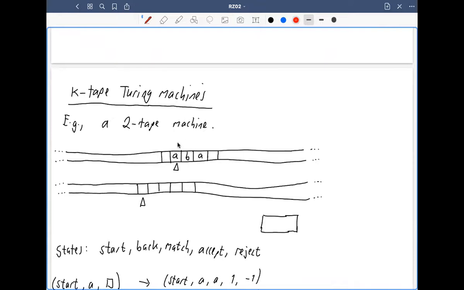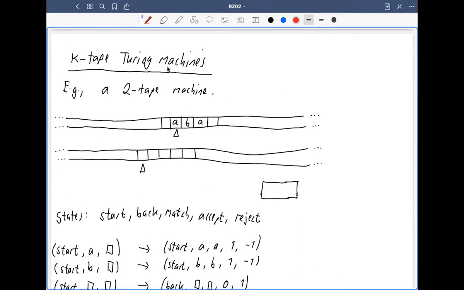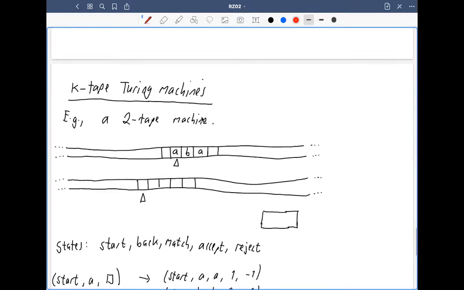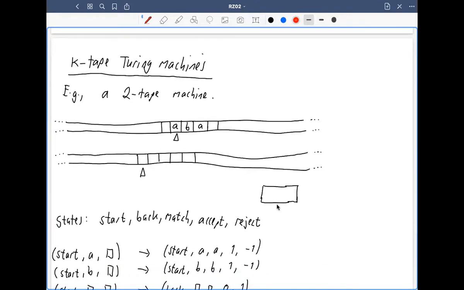So I do want to define the notion of a multi-tape Turing machine. Here we're looking at a 2-tape Turing machine. So what does a 2-tape Turing machine look like? Well, it's like an ordinary Turing machine. It's the same picture, except it's got 2 tapes, and each of the tapes has its own read-write head. So it's got, in general, K tapes and K heads.